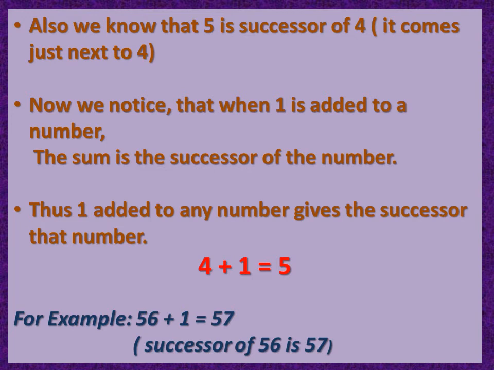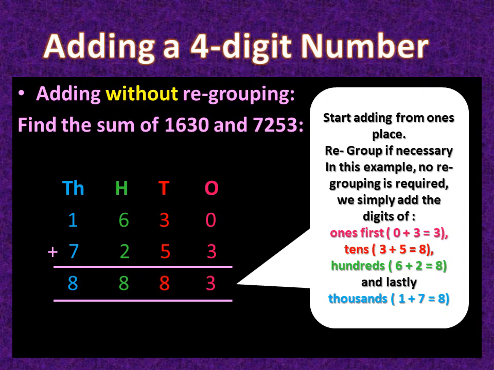So what do we notice from this? That if you add 1 to any number, the sum or answer comes out to be the successor of that number. Because 4 plus 1 you know is 5. And हमें ये भी पता है कि 5, 4 का successor है.